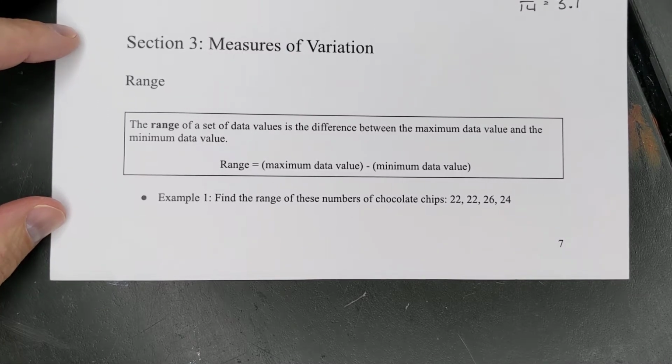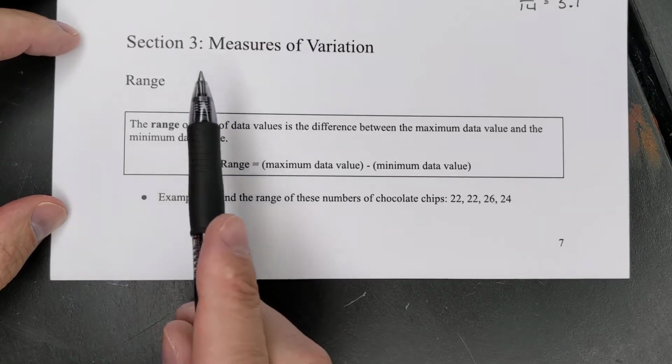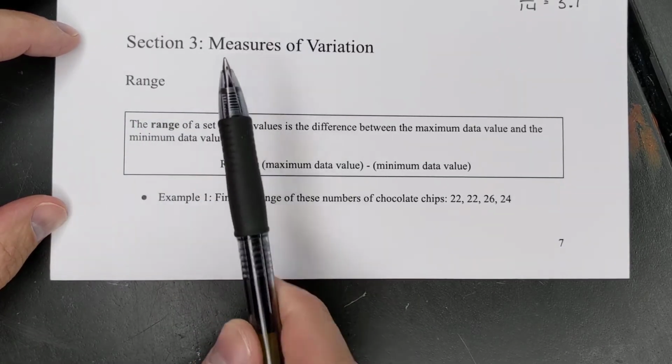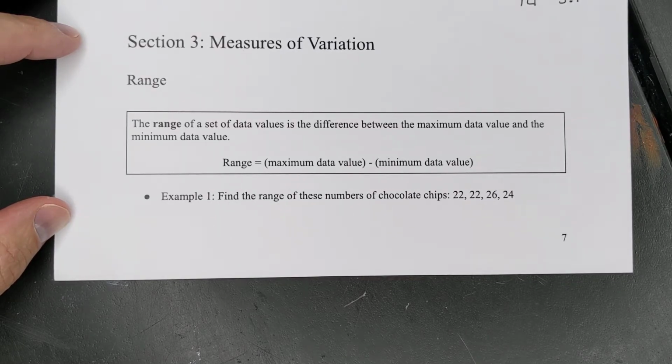Okay, here we've got the notes for section 3 for stats, which starts on the bottom of this page. Section 2 dealt with measures of center. Section 3 is going to deal with measures of variation, which tells you how this data is spread out.